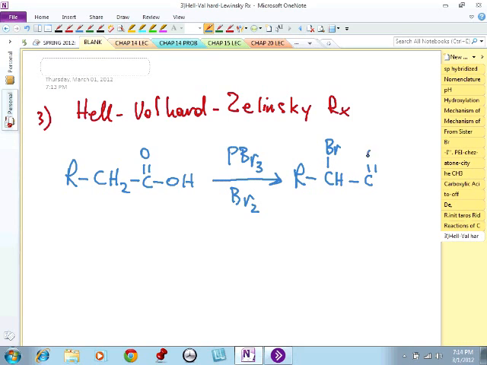So this reaction is actually very important in the sense that we use this to make amino acids. It is an intermediate in the production of amino acids. So the point here is you take this carboxylic acid and this reagent here, phosphorus tribromide and bromine, to give an alpha bromo carboxylic acid. For example, supposing we have this.